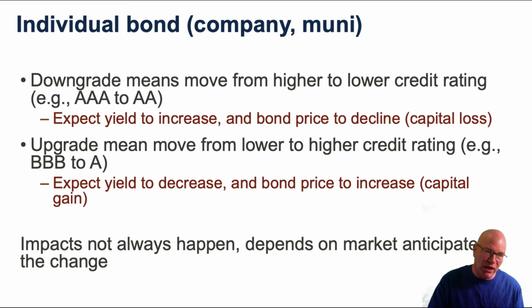Vice versa, if you have an upgrade, it means you're moving from lower to higher credit quality. Default risk is going down. The expected yield in that case decreases because you have less risk, and the bond price increases, so there is a capital gain. You will often see announcements of credit quality changes and then a market reaction to those.